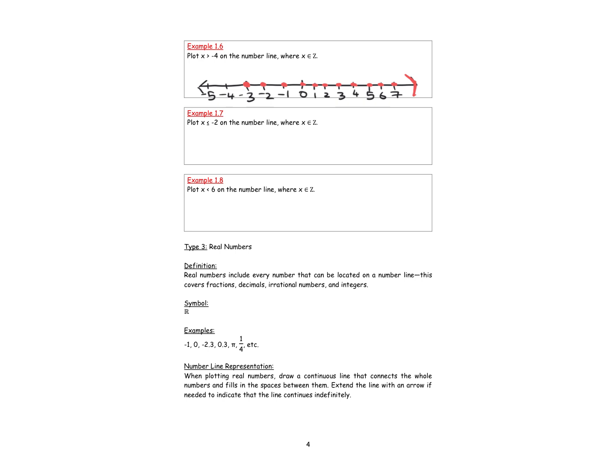In example 1.7, it says plot x is less than or equal to -2 on the number line, where x is an element of the integers. Again, I'm going to plot my number line. When you're plotting your number line, it's really important that you put the dashes in as well. So just make sure that you do that every single time, you pop the dashes in, just to show exactly where each of the numbers is.